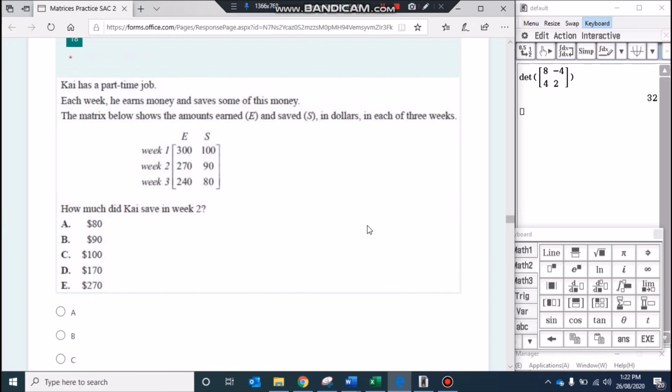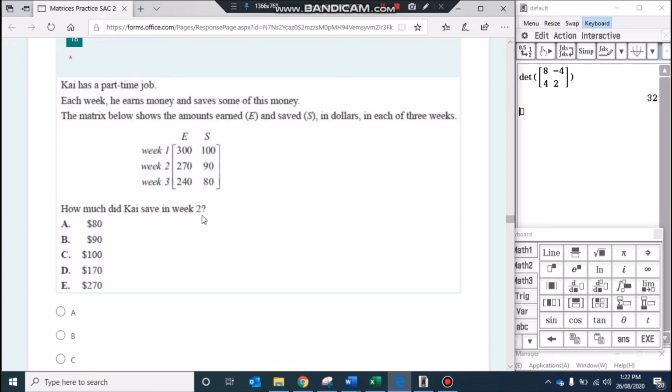And this is our last multiple choice question. So Kai has a part-time job. Each week he earns money and saves some of his money. The matrix below shows the amounts that he earned, which is E, and the amount he saved, S, in dollars for 3 weeks. How much did Kai save in week 2?